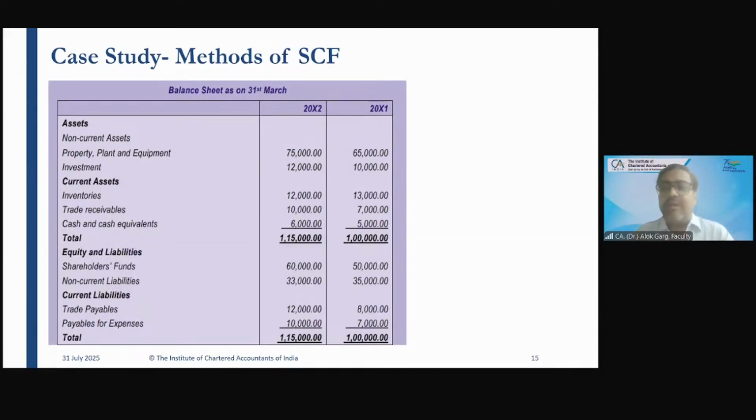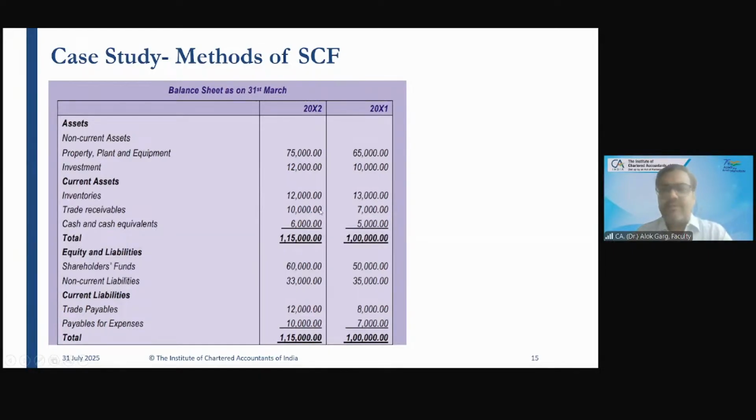What is the total money I would have received from the debtors, including opening? Opening 7,000 plus sales 5 lakh, that is 5 lakh 7,000. So my closing balance of debtor would have been 5 lakh 7,000. But what is my closing balance of debtor? It is 10,000.